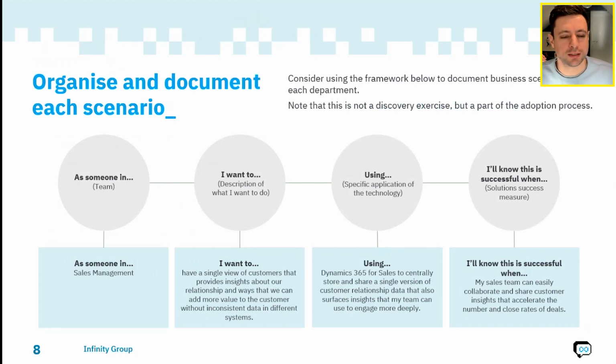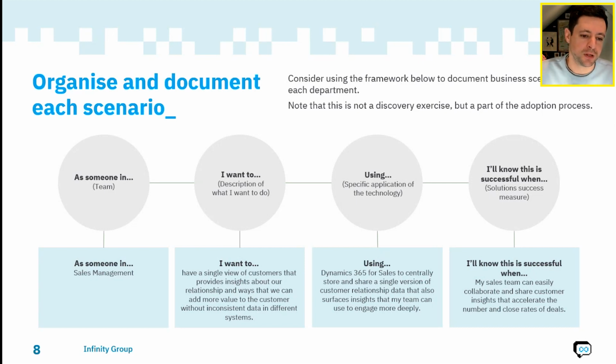So then we're looking at taking those scenarios and documenting them. This is a format we can use. So as someone in a particular team, I want to achieve this thing using this technology. And I know that I will have been successful when this outcome happens. So what we're not trying to do here is gather requirements for a project. So we're not trying to design the software. This is on a personal level for that individual. What are we trying to achieve and what does success look like?